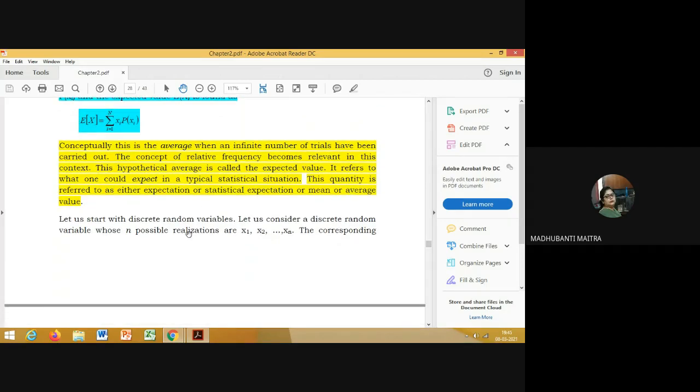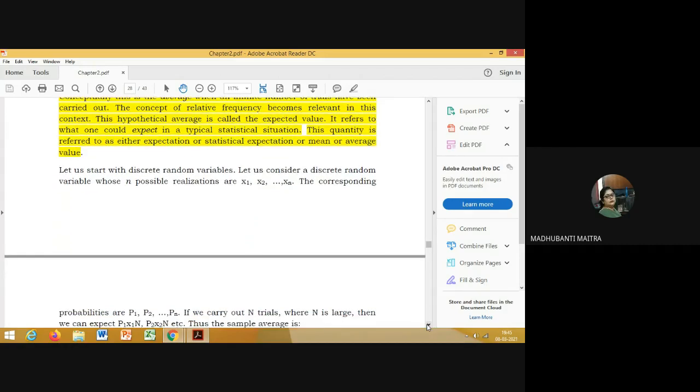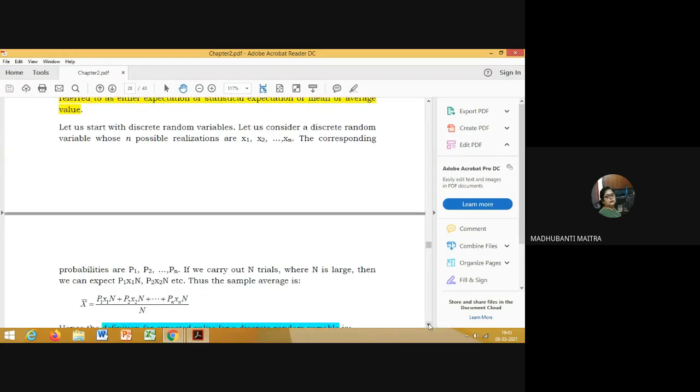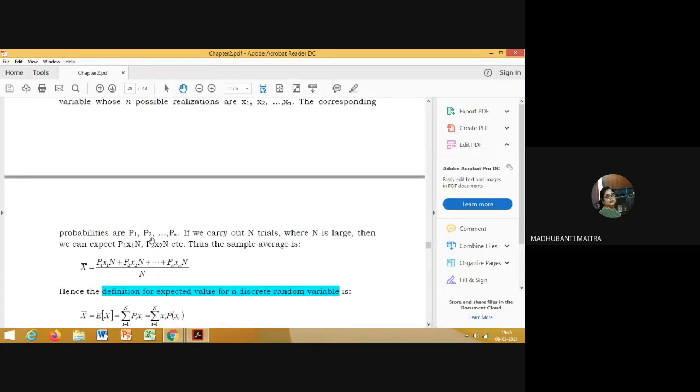So this quantity is referred to as either expectation, statistical expectation, mean, or average. All these terms are used almost synonymously. So let's consider a discrete random variable with n possible realizations, like x1, x2, ..., xn. And let's assume that the corresponding probabilities are p1, p2, ..., pn, right?